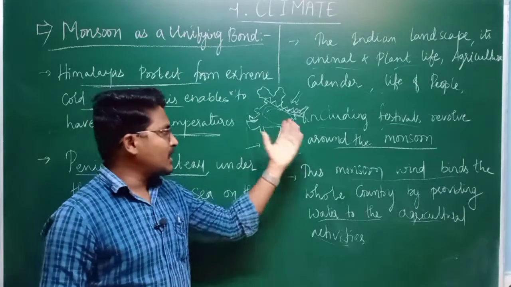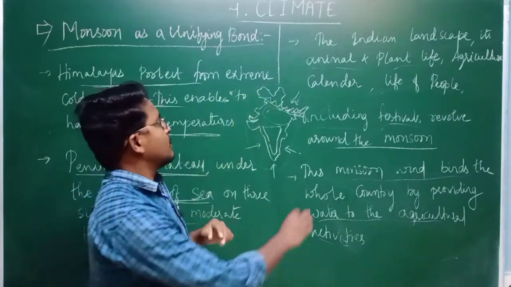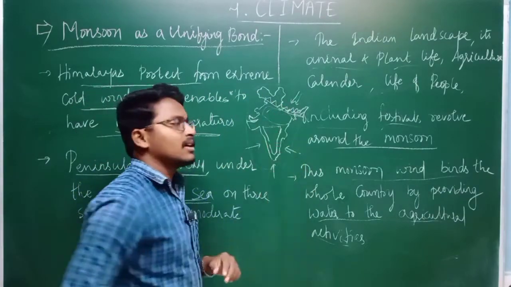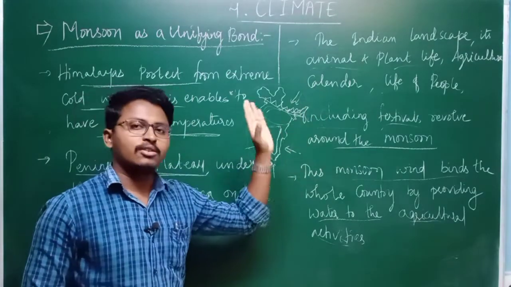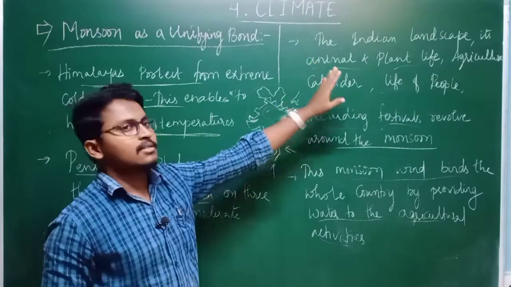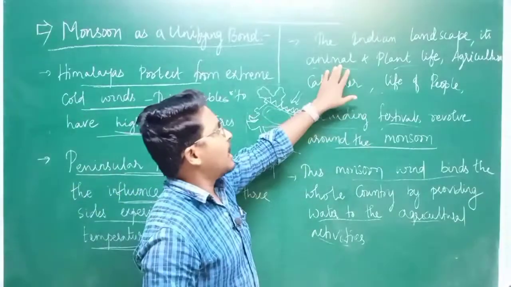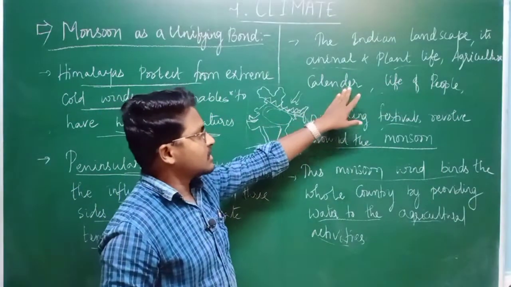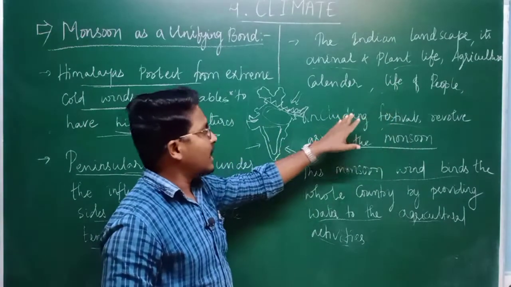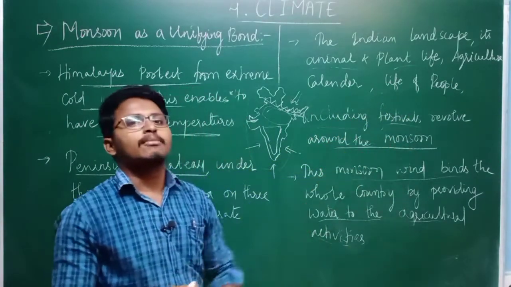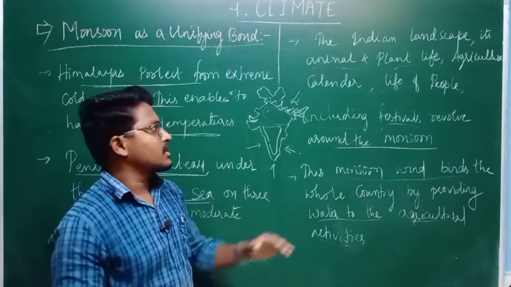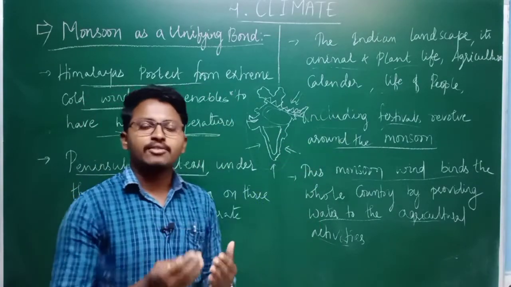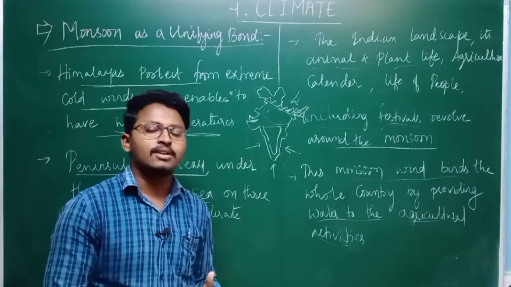So no matter the place where you are living, maybe in the northern region or in the peninsular region, one common thing which unifies the entire country is this monsoon. Taking from these animals, plant life, agriculture calendar, life of people, and even including the festivals, all are unified by this monsoon. So why? Because you can take the agriculture, for example, they require water, so people are eagerly waiting for water.